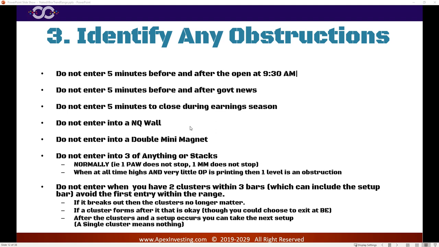So at that point, when we're at all-time highs, we do consider one level to be an obstruction. Otherwise, just one single one is not a big deal. But a stack of something, 3 of anything, is something we don't want to trade into. If I'm about to enter a trade and I'm going for 10 ticks of profit, but 6 ticks away from me is a stack of 3 things, what's the probability that it could make it through that? Well, we don't know. But is it a high probability or more likely a low probability?